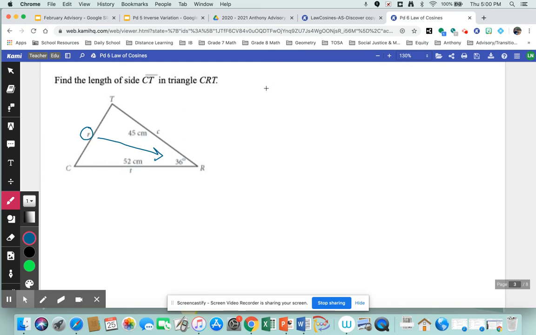So let's think about when we did law of cosines, like if we had C squared is equal to A squared plus B squared minus 2AB times cosine of angle C. Well, we don't have angle C, okay? So it's not going to work out like that, okay? So we're going to rename this.